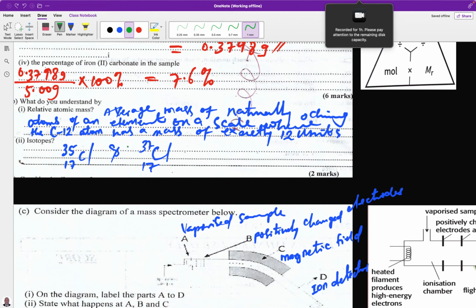We went to isotopes. What are isotopes? We said isotopes are atoms of the same element, having the same atomic number, but different mass numbers. As a result of what? As a result of different numbers of neutrons.